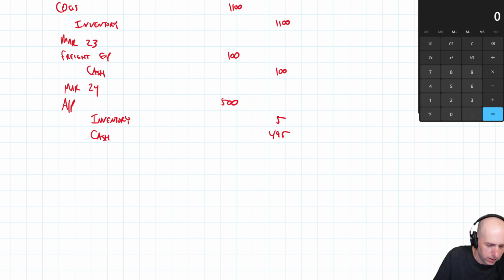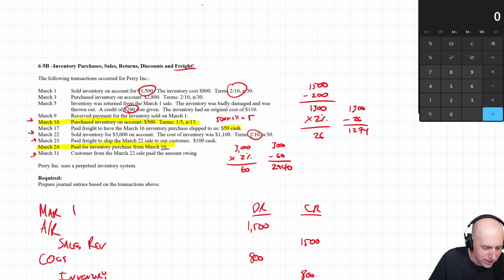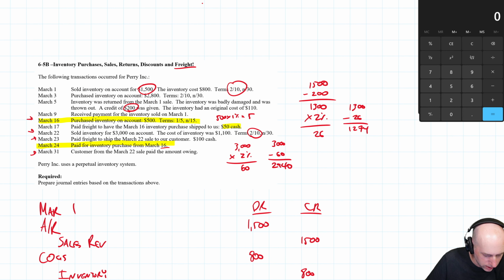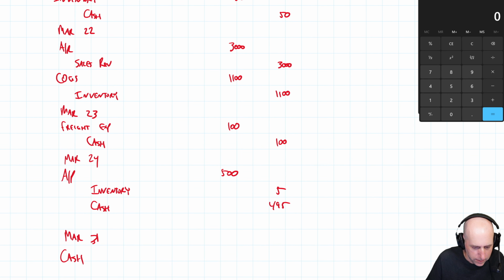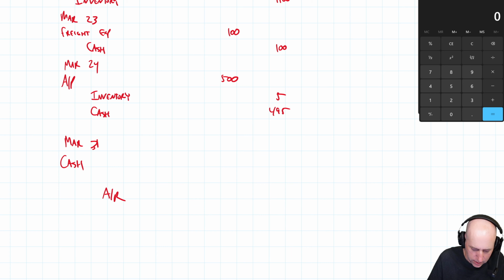So I already forgot the date. It's a lot of scrolling here. March 31st, debit cash. We're going to debit cash, and we're going to credit AR for the full amount. So debit cash for, what did we say, $2,940. We're going to credit accounts receivable for $3,000, and now we're off by $60.